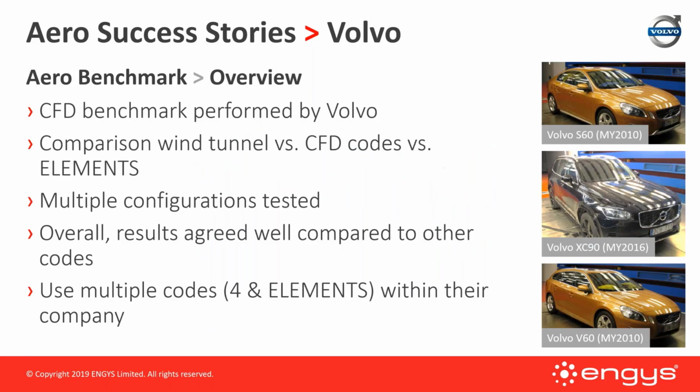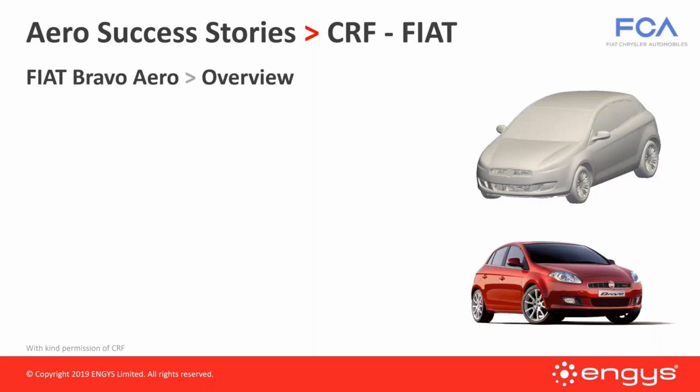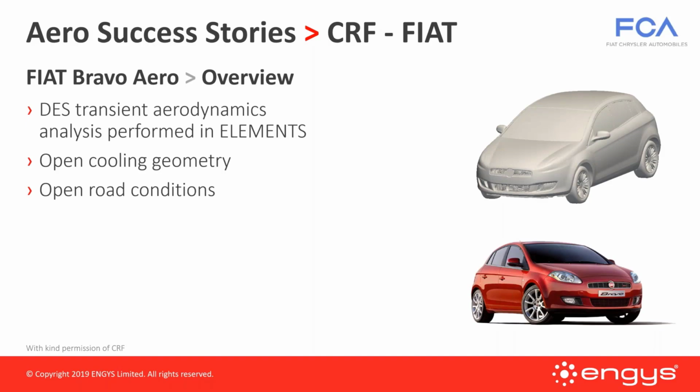So overall, just some notes: this CFD benchmark was performed by Volvo, and they wanted to compare the wind tunnel results with different CFD codes. There were multiple configurations tested. Overall, the results agreed very well, specifically with the direction of the deltas, and the magnitude of the deltas was on point for most cases. Volvo ended up selecting multiple codes, so code 4 and Elements, within their company. And so overall, this was a great benchmark comparing different vehicle types with different configurations with wind tunnel data that performed very well. So the next one is from CRF Fiat, and this was over the Fiat Bravo.